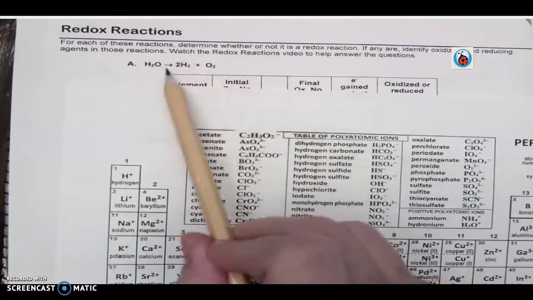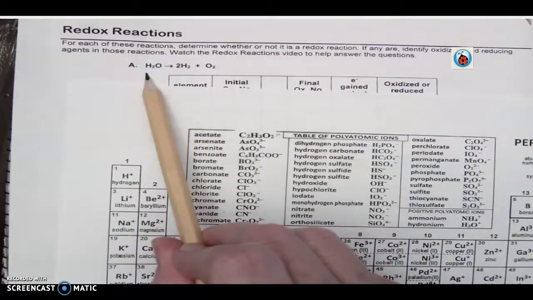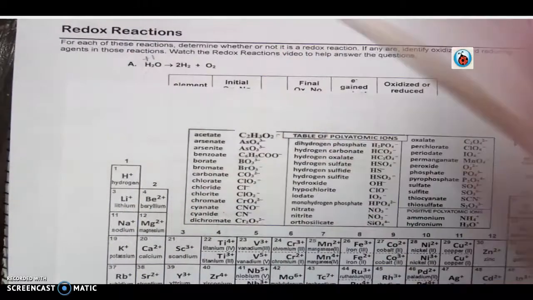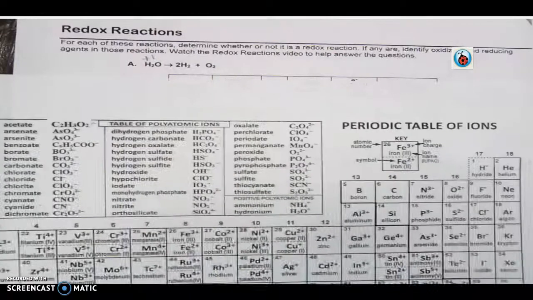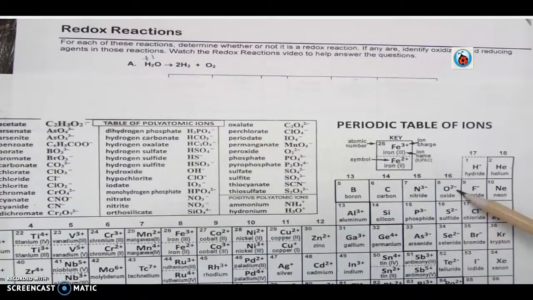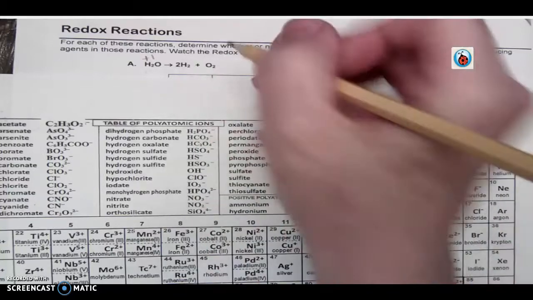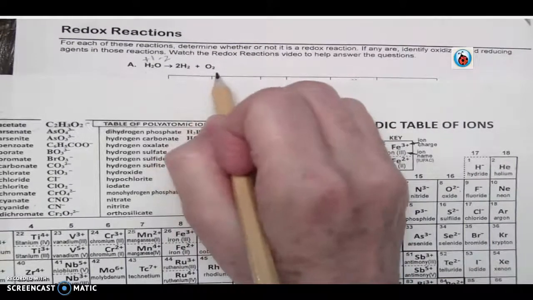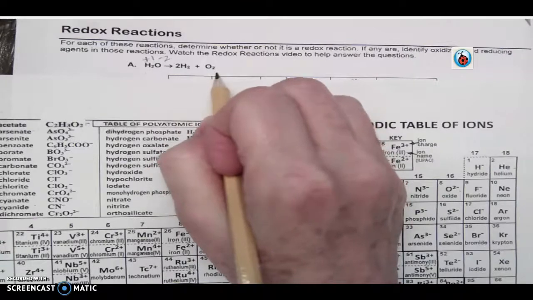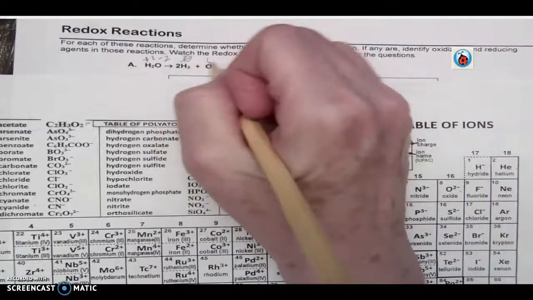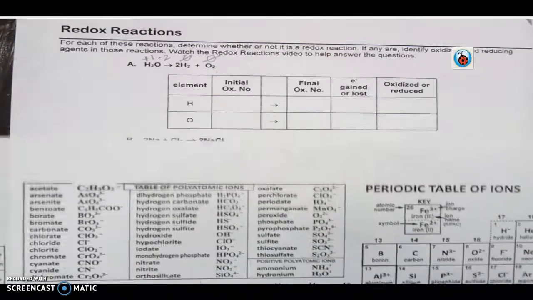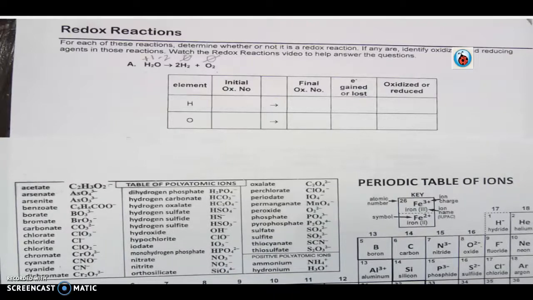we see H2O. So right here, hydrogen. What's the charge on your hydrogen? +1. So I'm going to put my +1 there. And then we've got oxygen. What's the charge on your oxygen? -2. Put my charge there. Okay, on the other side of the reaction, we have hydrogen gas plus oxygen gas. Now let's recall, if these elements are alone, what is their charge? 0.